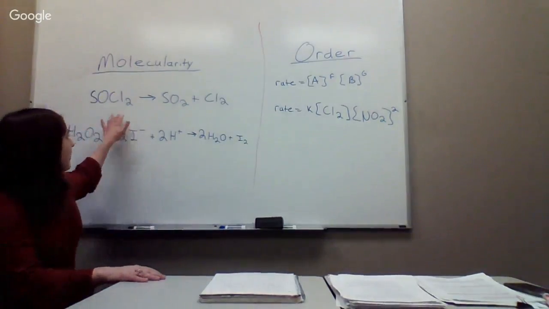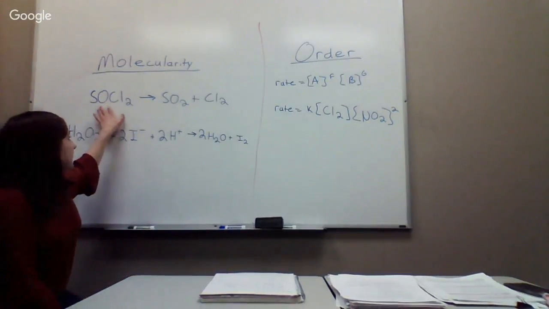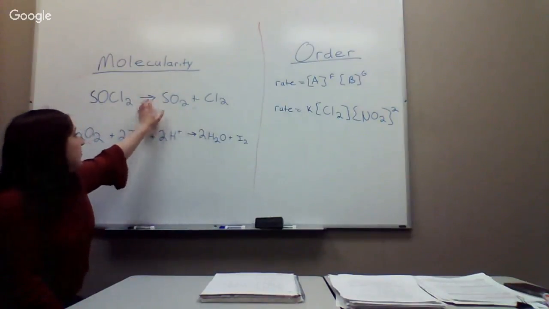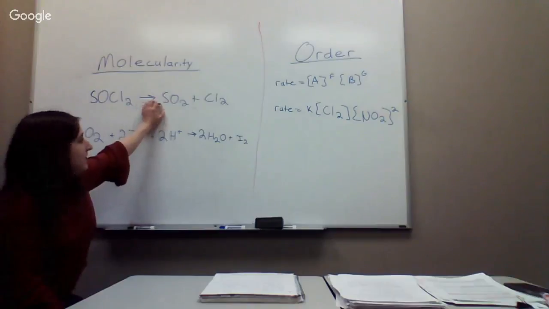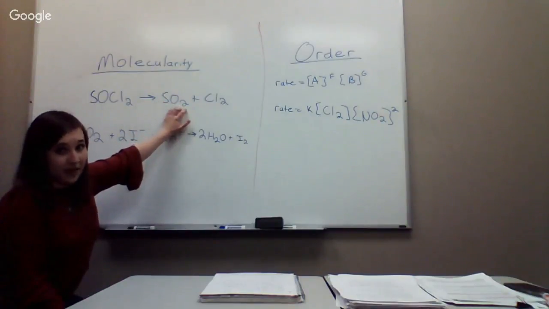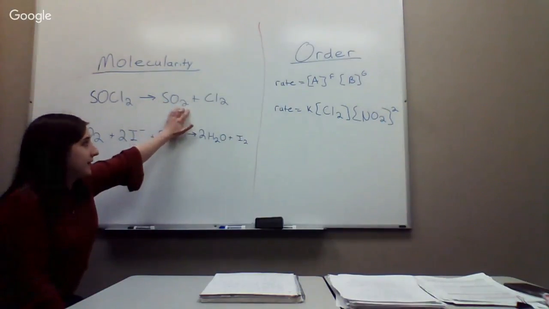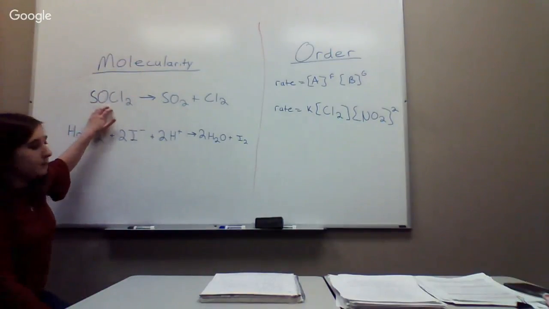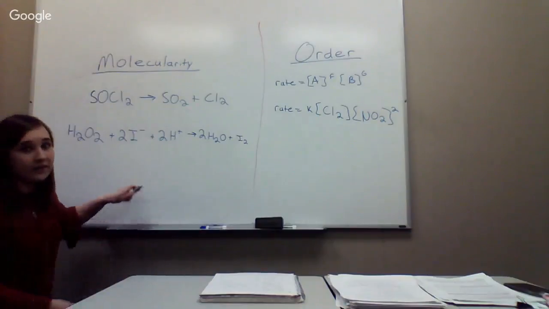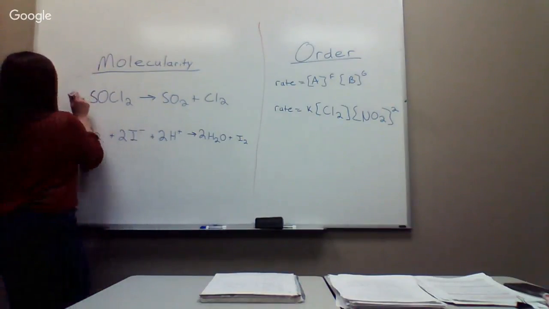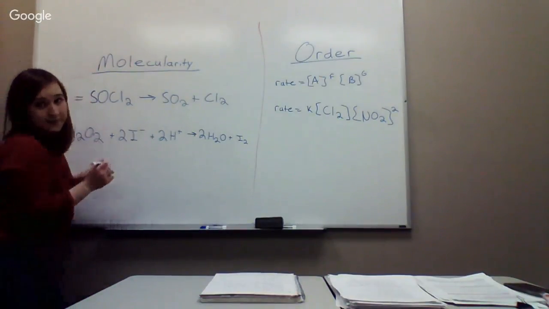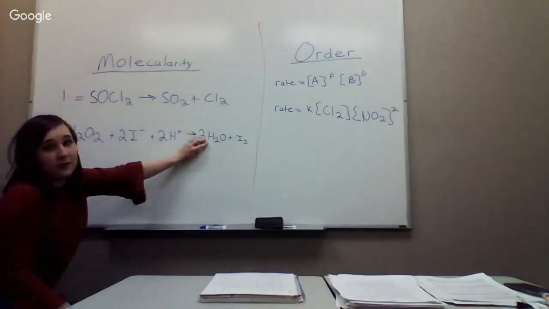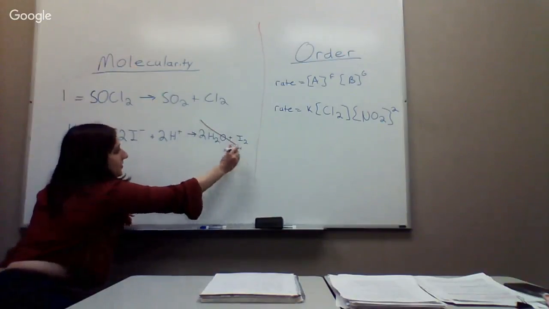So let's take a look at a few examples. We have SOCl2 going to SO2 and Cl2. We have our reaction arrow, so over here are our products. These do not matter. These will not affect the molecularity. So looking at our reactants, notice we just have one molecule. So molecularity for this equation is 1.